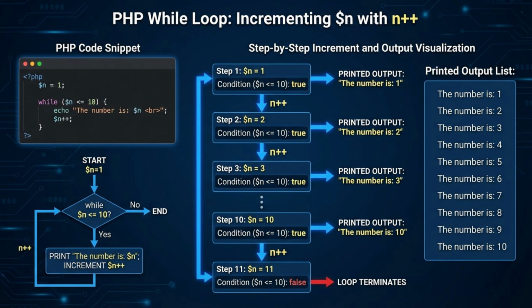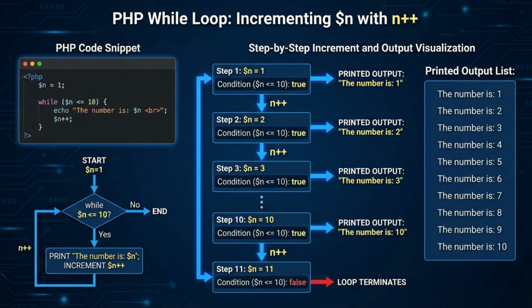Since 10 is still less than or equal to 10, the condition is true, and PHP prints "The number is 10." After printing, the program increments n again, bringing it to 11. Now we reach step 11, where n is 11. When PHP checks the condition this time, n is less than or equal to 10, the result is false. Because the condition is no longer true, the while loop stops. The program exits the loop and continues executing whatever comes next in the script.